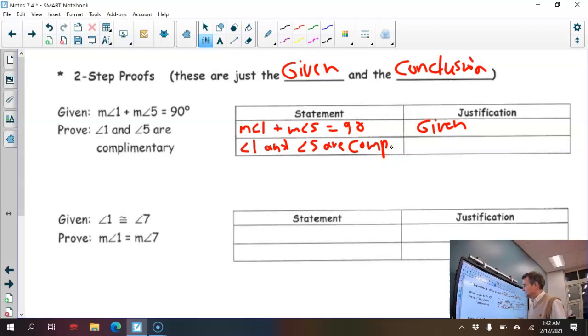How do I know? Well, I know because of the definition of complementary, which is if two angles add up to 90 degrees, and I have said they add up to 90 degrees already, then they are complementary. And so all I write here is the definition, and you can always abbreviate definition with DEF, definition of complementary. That's how you know they're complementary, because they add up to 90, and that's the definition of complementary.